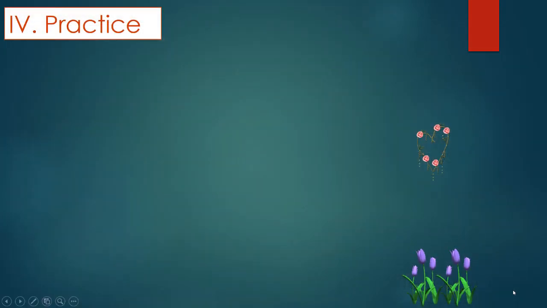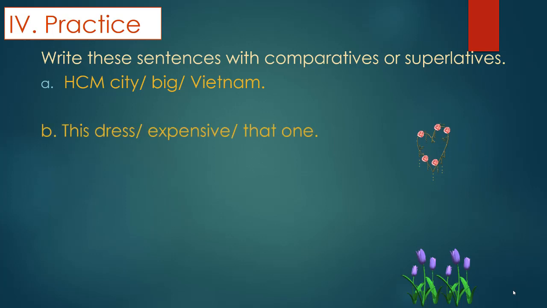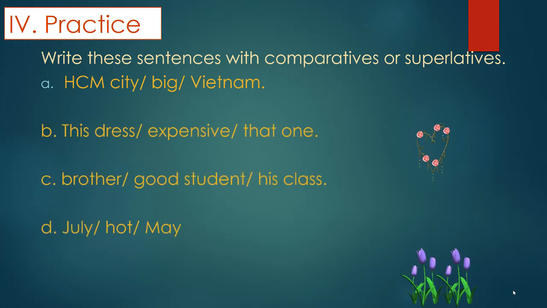Let's practice with an exercise. Write these sentences with comparatives or superlatives. You do from A to D. You have 2 minutes to think about and write down the answer on your notebook.